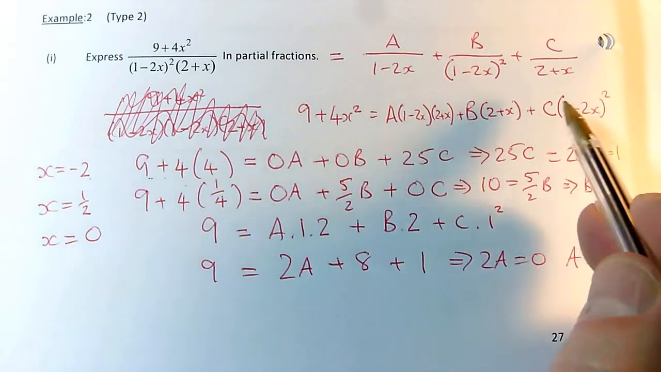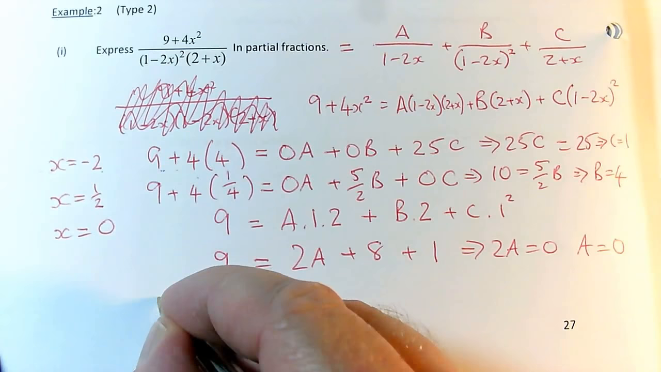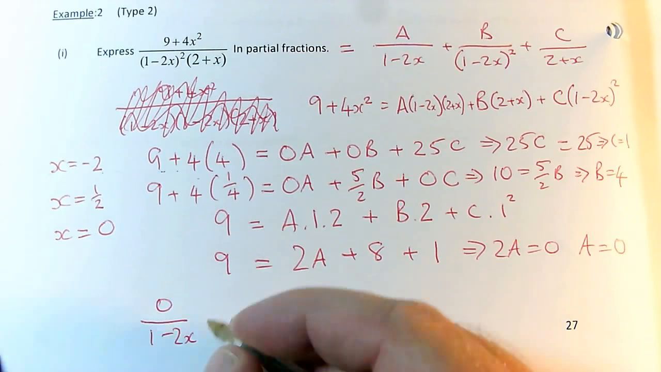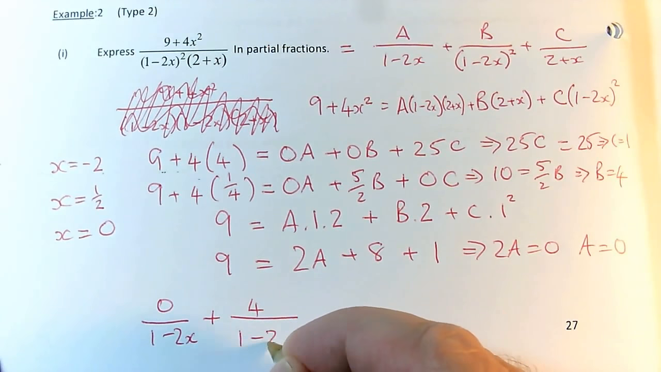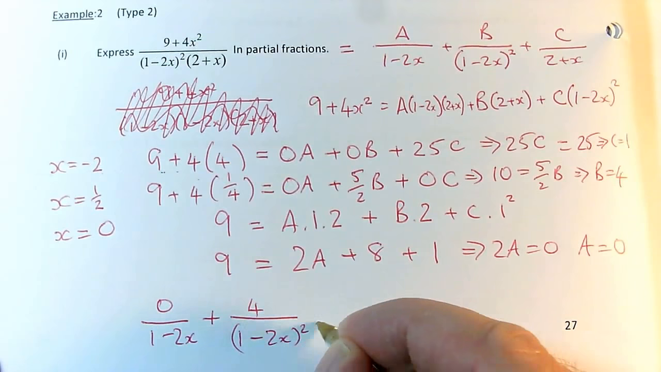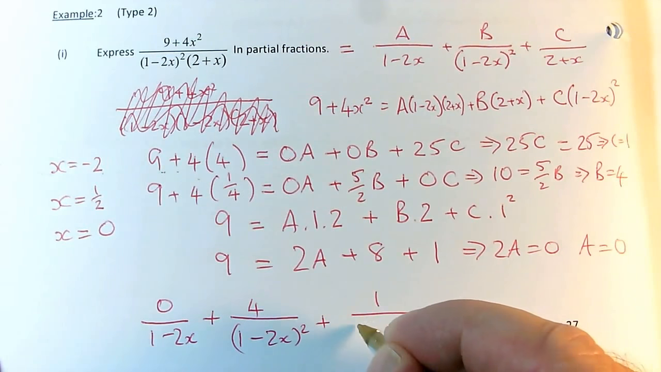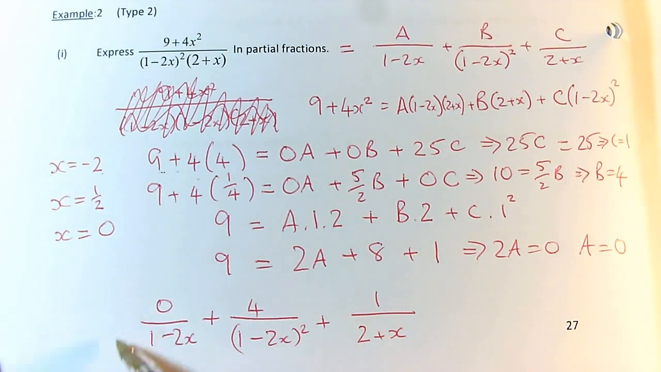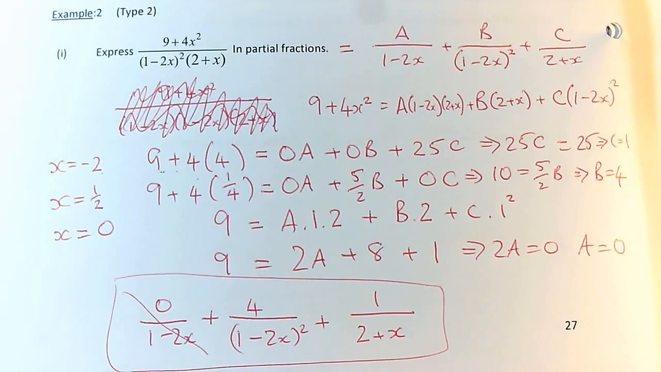So all I've got to do now is write out the answer. This is the answer, but I've got to put the values of a, b and c in. So the answer is 0 over 1 minus 2x, and of course you could actually leave that one out, plus b, which is 4 over (1 plus 2x) squared, plus c, which is 1 over 2 plus x. So this is your answer, and that first term, if you miss that out, then that's not a problem. So that's how you do partial fractions.